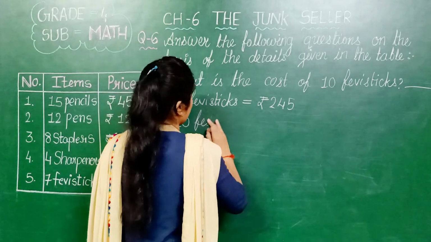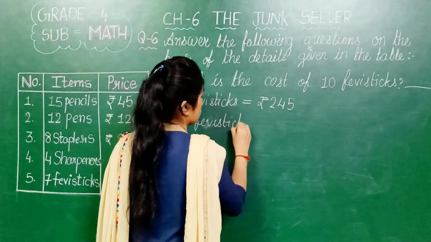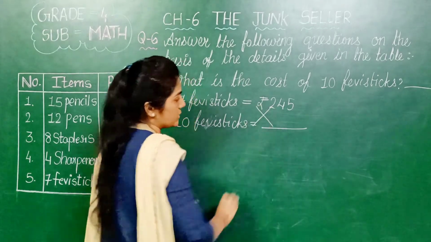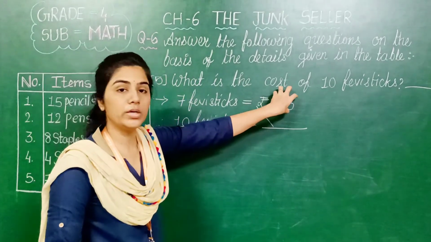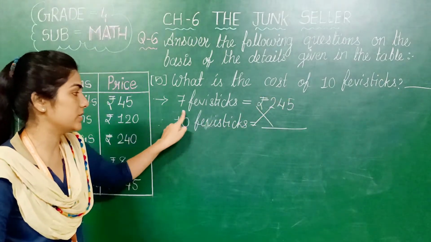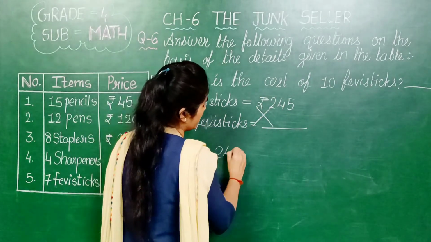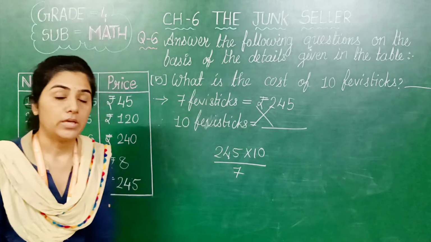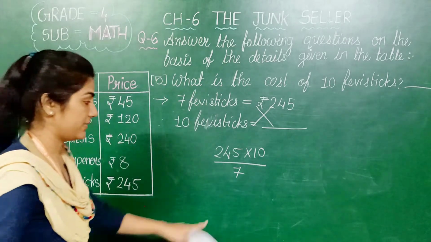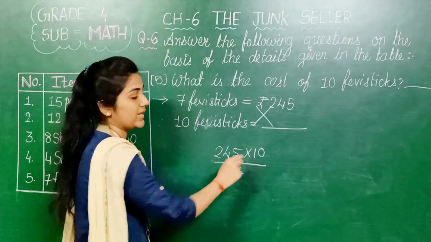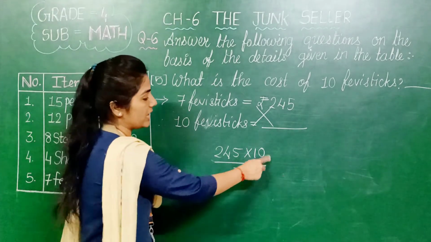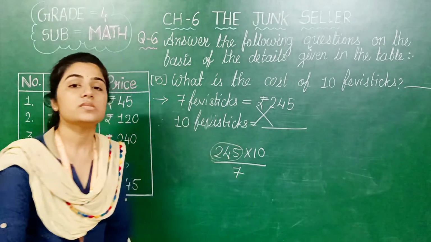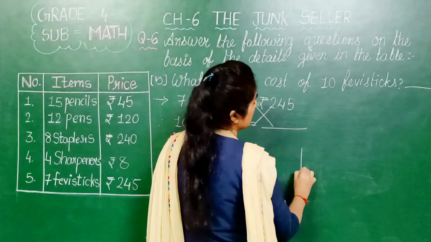So the cost of 10 fabric sticks is equal to how much? So cross multiplication. Cross multiplication of this 245 rupees will be multiplied with this 10. So 245 multiplied by 10. This 7 will come down, meaning divided by this 7. Now we have to use the table of 7. But here this number is very big. 10 is not coming, so definitely this 10 we can't divide by this 7. So we have to divide this 245 by this 7. So for that we need to do the division in rough space.